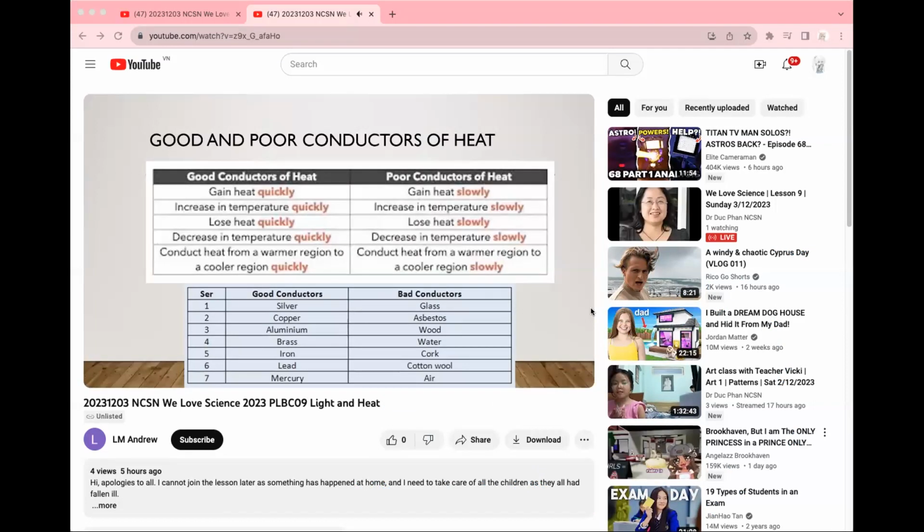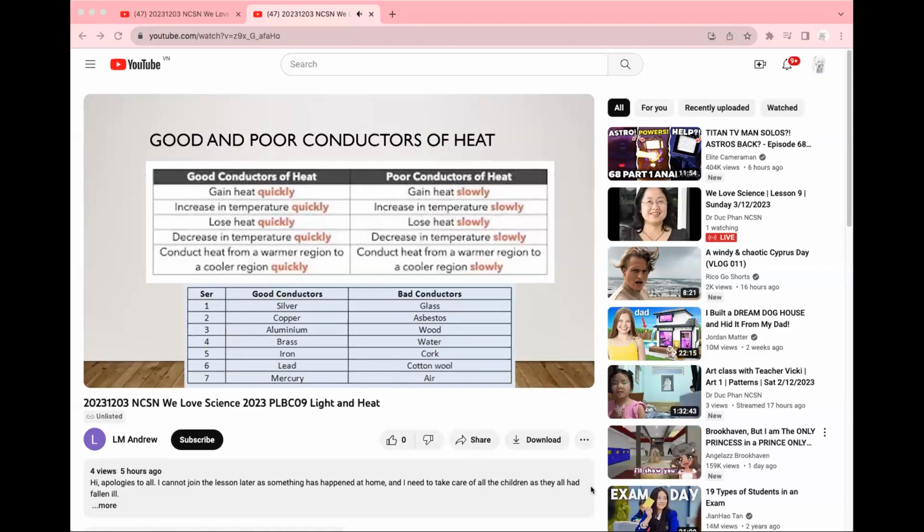Materials that do not allow heat to flow through them easily are called poor conductors of heat. Wood, plastic, rubber, and air are poor conductors of heat. The handles of cooking pots and pans are made of wood or plastic to protect our hands from the heat during cooking.